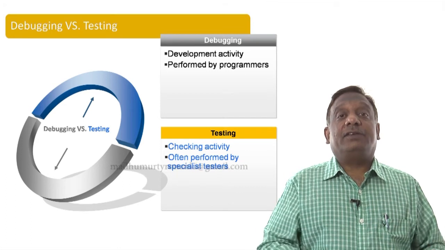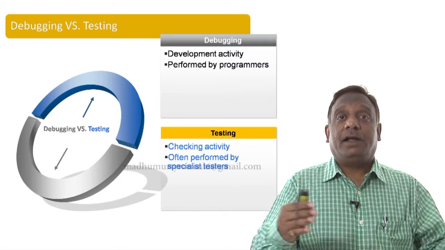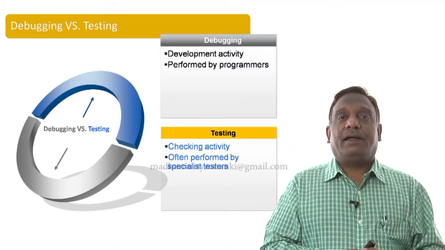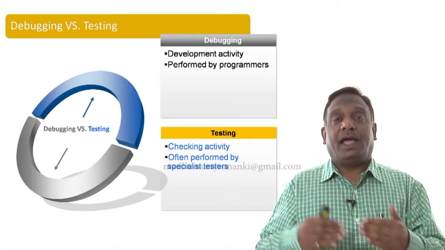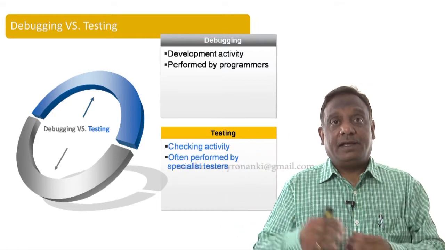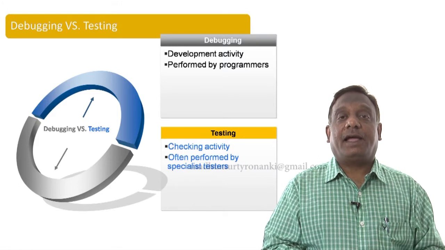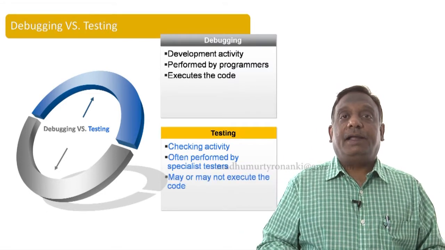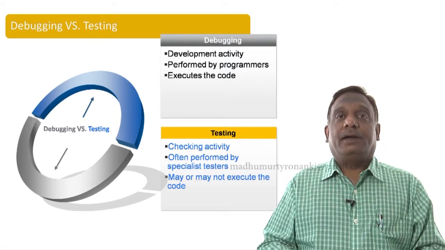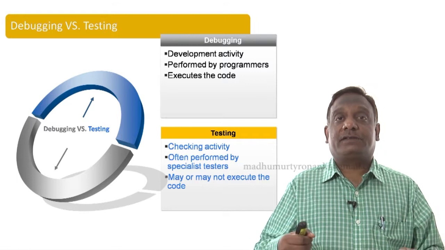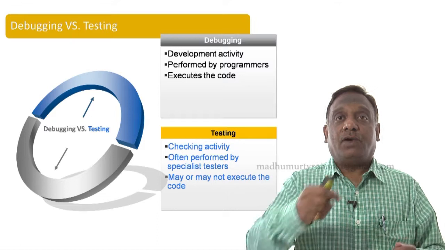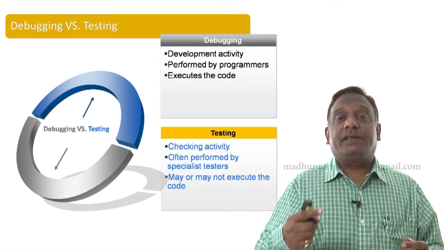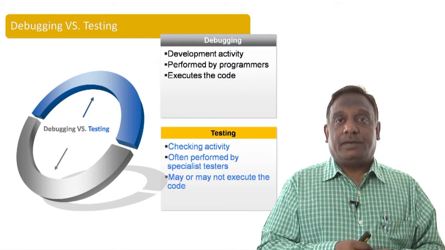Whereas testing is often performed by specialist testers. When you are testing, you don't care why the problem is occurring. You are only worried about providing different types of inputs and ensuring that for all inputs, as the requirements state, the software is working or not. You are doing only the checking part of that activity. Debugging always requires developers to execute the code. They have to set breakpoints, set watch lists, and look at what is happening to various variables and to the execution flow. So it is fundamentally a dynamic activity where you need to understand the execution of the code, and you have to execute the code in order to really do debugging.